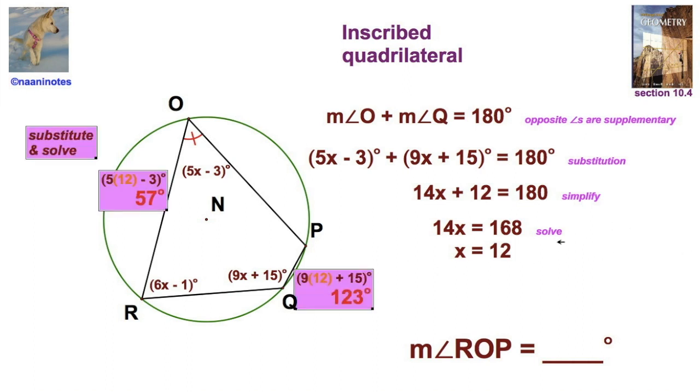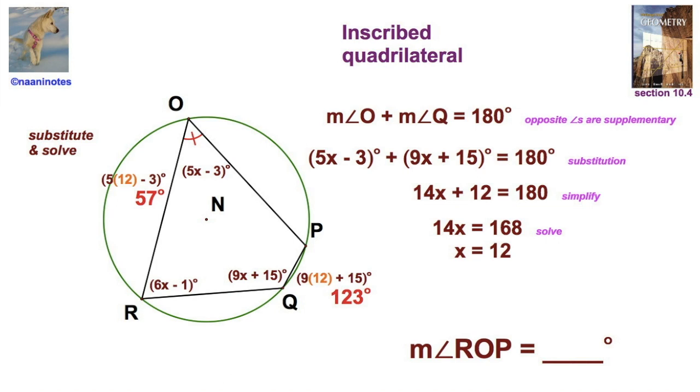Personally, I'd probably substitute into more than one angle. In this case, I substitute into O, I substitute into Q, and I come up with 57 and 123. That checks out because those two numbers are supplementary. And if we really wanted to, we could also find the measure of angle R, because we know what the value of x is. So we could solve for that. Okay, one more and we're done.